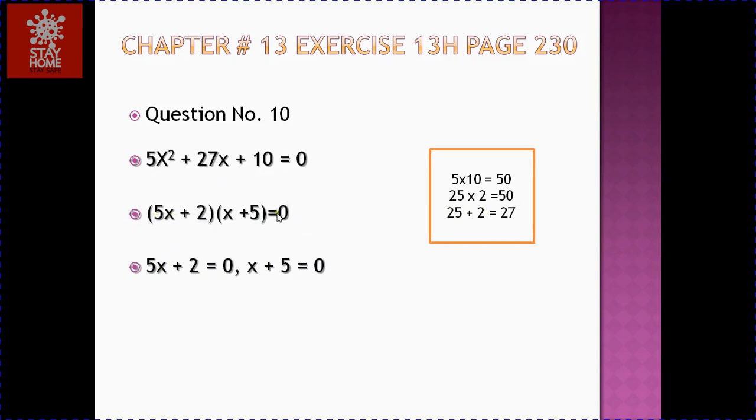So now 5x plus 2 equals 0 and x plus 5 equals 0. The answer is minus 2 over 5. It will be minus. Here the minus was missed. So it will be x equals minus 2 over 5.